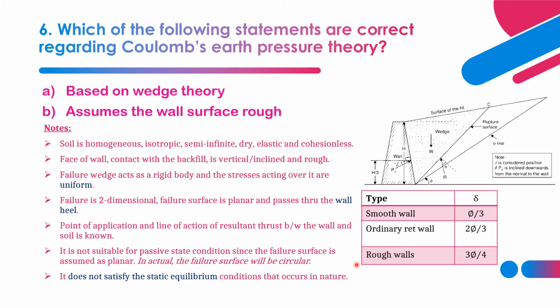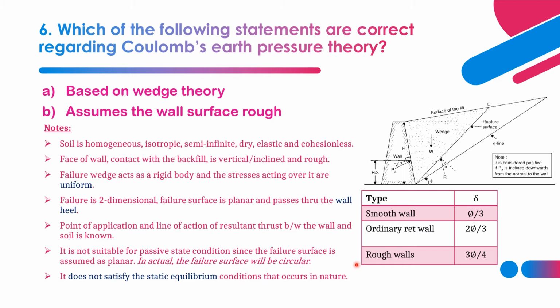And other assumptions in Rankine's theory, like soil is homogeneous, isotropic, cohesionless, will also be applicable. And the backfill surface at the top is horizontal in case of Rankine's theory. There should not be inclined surface. As in Coulomb's theory, we can see the wedge surface can be inclined. But in case of Rankine's earth pressure theory, the backfill surface at the top should be horizontal. There should not be inclination of the backfill. That is, there should not be beta value. Beta should be 0. And the face of the wall which is in contact with the backfill is vertical only. There should not be any inclination of the wall, and it should be smooth.